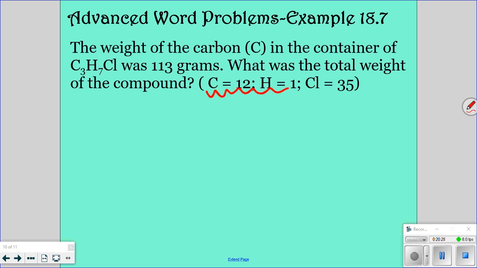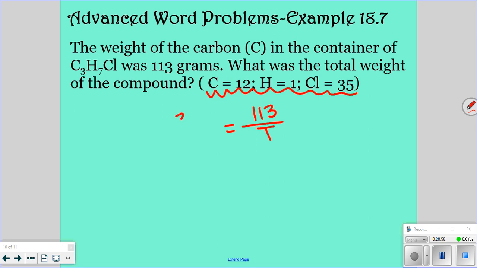These numbers here, they're always going to give you. So even if you think you know them, that's fine. They're always going to tell them to you, so you don't have to worry about memorizing them. So we know that the carbon was 113, but we don't know what the total was. And so that's what we're going to be looking for. What we need to do is find for one molecule. So one molecule, the weight of the carbon, each carbon is 12, and there are 3 of them.